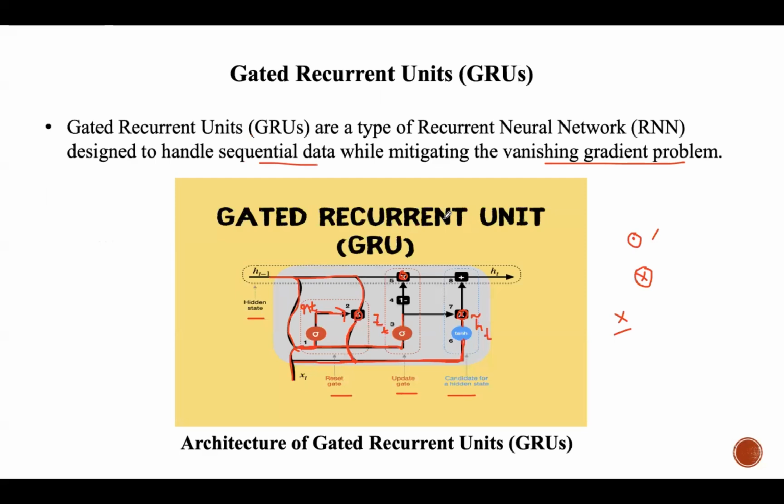So what we did while computing the final hidden state. So this is the final hidden state value. First we are taking z_t element wise multiplied with h_{t-1}. Then 1 minus z_t element wise multiplied with h_t hat.